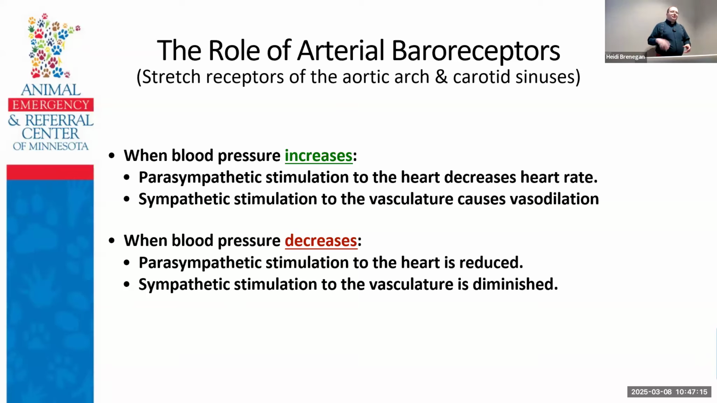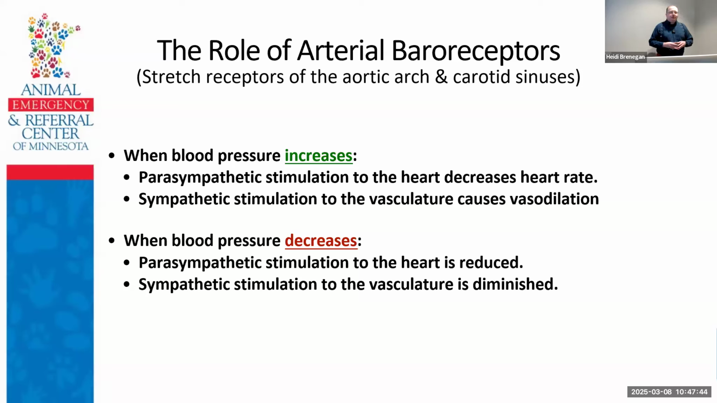They send two different things. They send parasympathetic tone to the heart to decrease the heart rate, to say, heart rate's getting a little high, let's slow down the heart. And they send sympathetic stimulation to the vasculature, which causes vasodilation. So basically, they're slowing down the heart, opening up the vasculature, to try to regulate blood pressure. These stretch receptors are probably your primary blood pressure regulators of the body. They're the thermostat of the blood pressure.